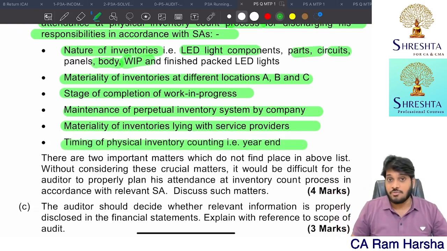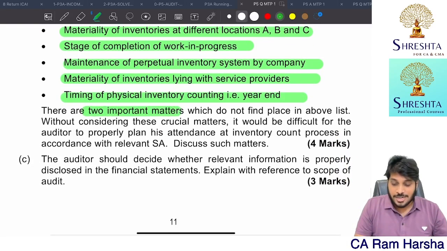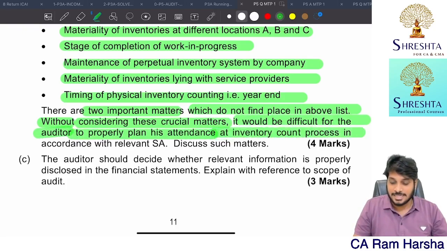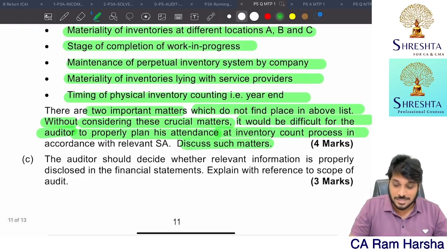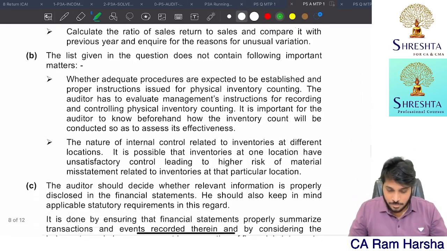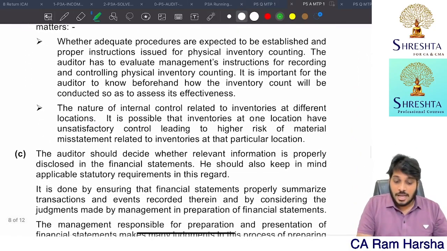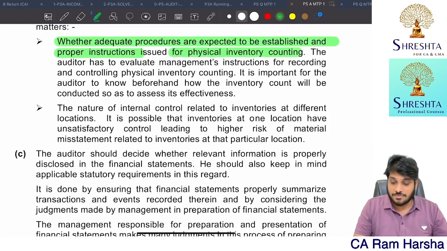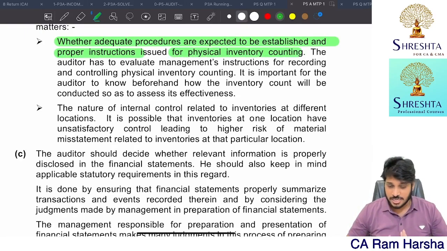Timing of inventory counting. There are 2 important matters which do not find place in the above list. Without considering these crucial matters, it would be difficult for the auditor to properly plan his attendance at inventory count. Discuss such matters. You see here. You need to check whether management has given proper instructions for physical inventory counting, whether adequate instructions were provided to the staff who is doing physical inventory counting.